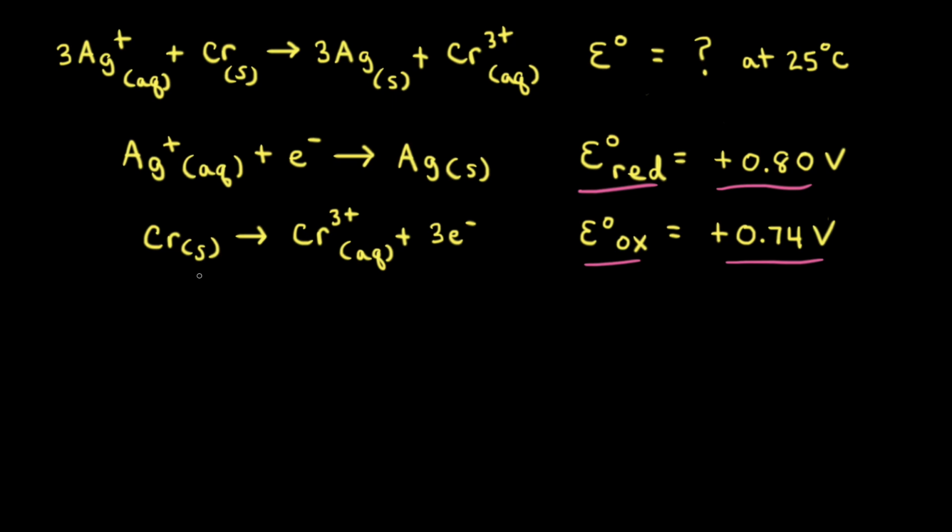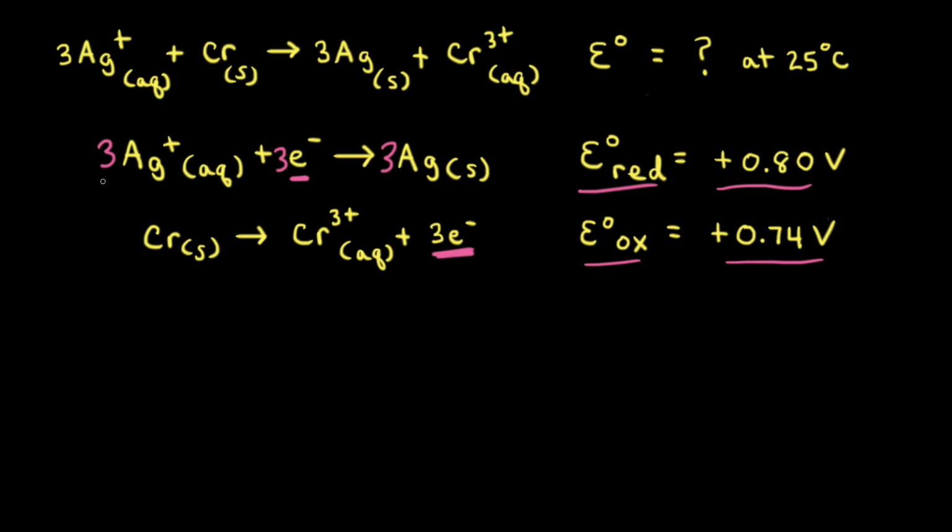Our next step is to make the number of electrons equal for our two half reactions and add them together. For our oxidation half reaction, we're losing 3 electrons, but for our reduction half reaction, we're only gaining 1 electron. Therefore, we need to multiply everything through in our reduction half reaction by 3. That gives us 3Ag+ plus 3 electrons goes to 3Ag.